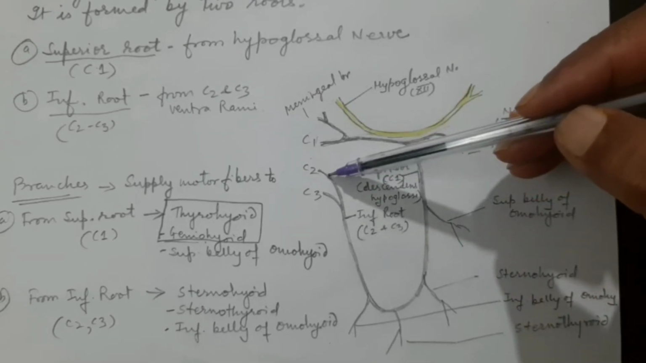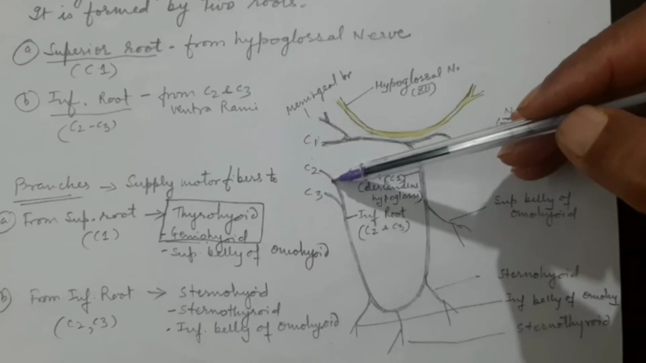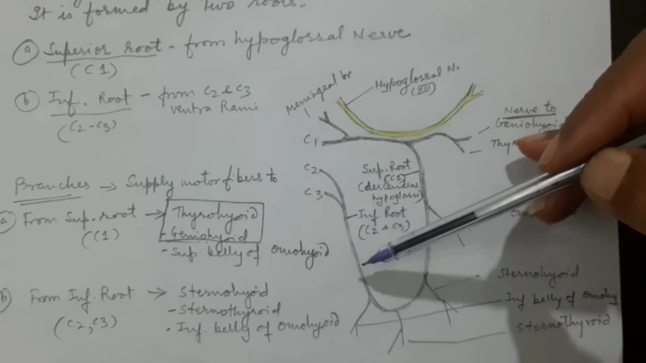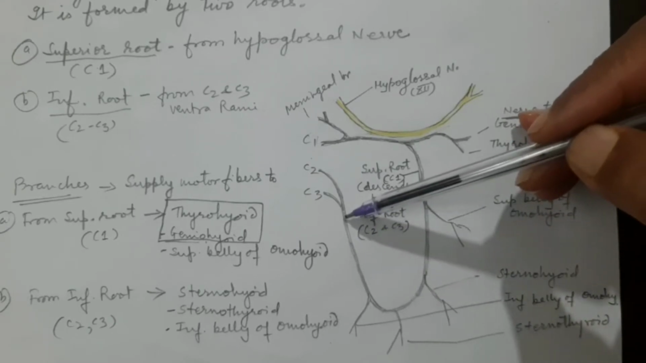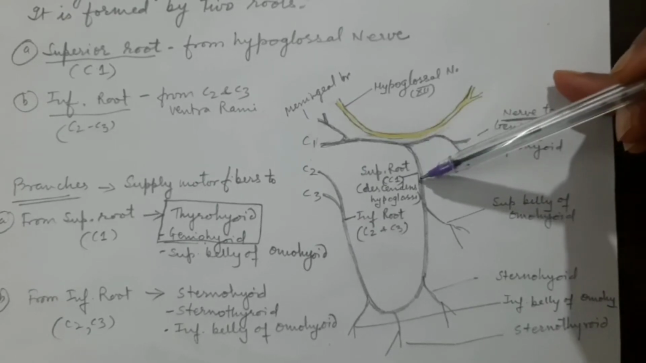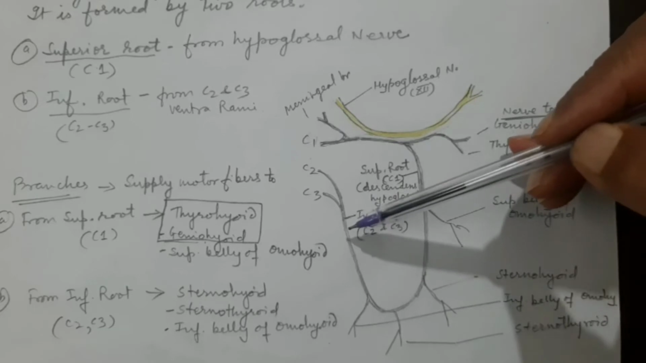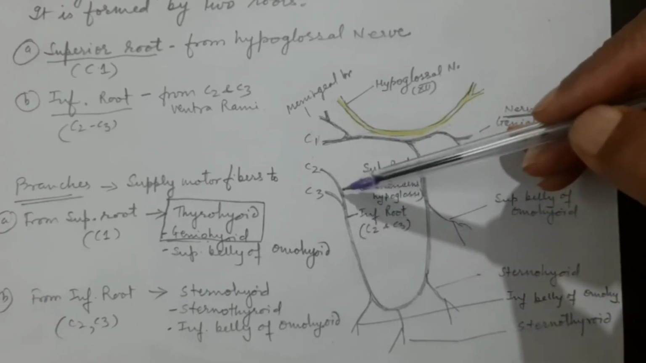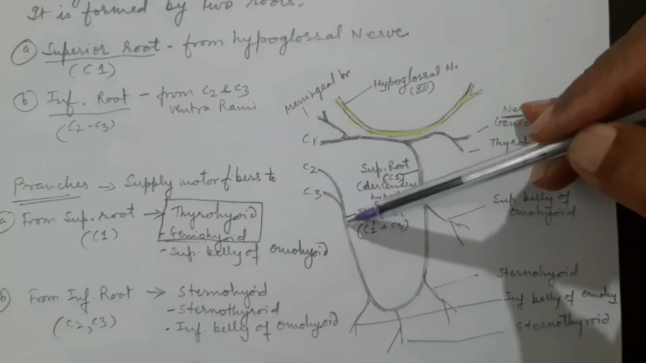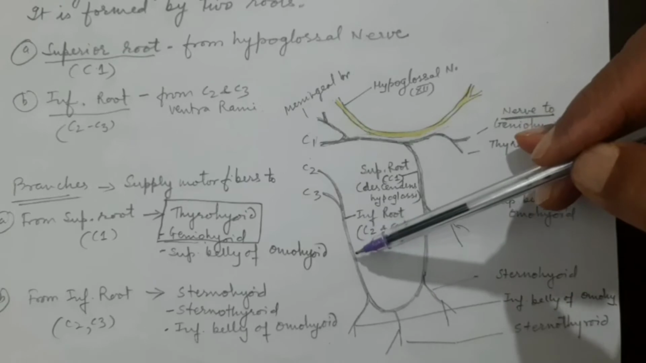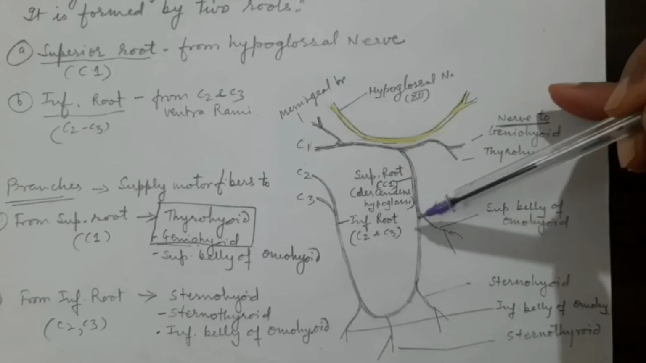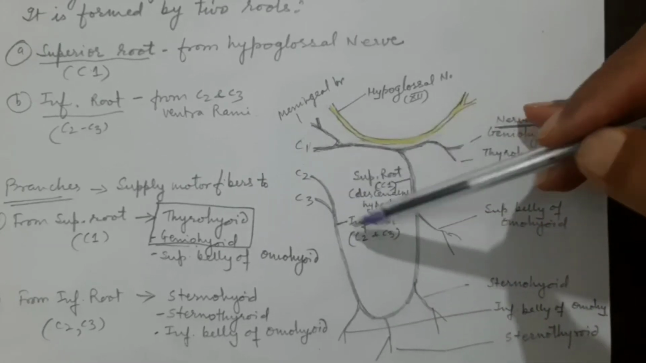But then there are the ventral rami from C2 and C3. They fuse and form a root which also descends downward. This is called the inferior root because the C1 branch from the hypoglossal was called the superior root. This is at a lower level, that's why it is called the inferior root. It is formed by the fusion of C2 and C3 rami, and they contain the fibers from C2 and C3, and these fibers are motor fibers, C1, C2 and C3.